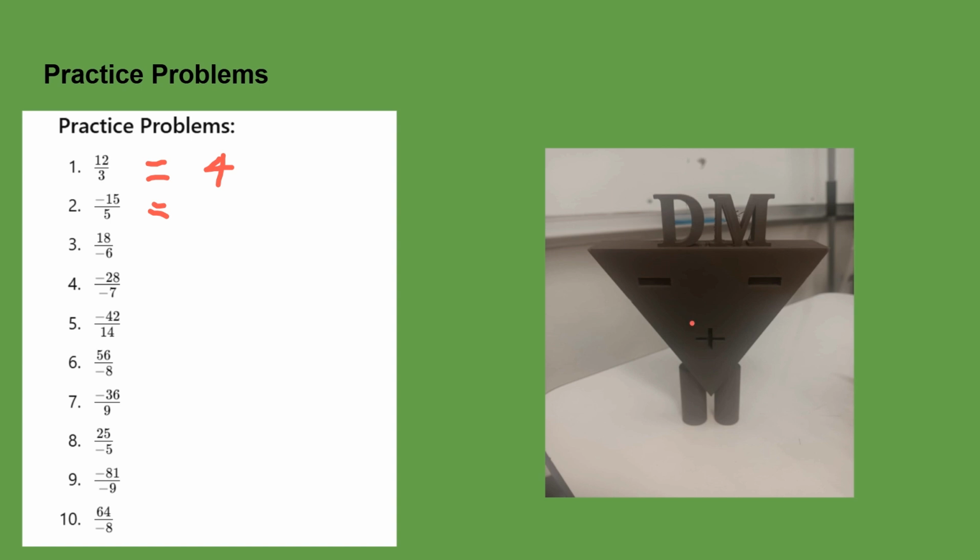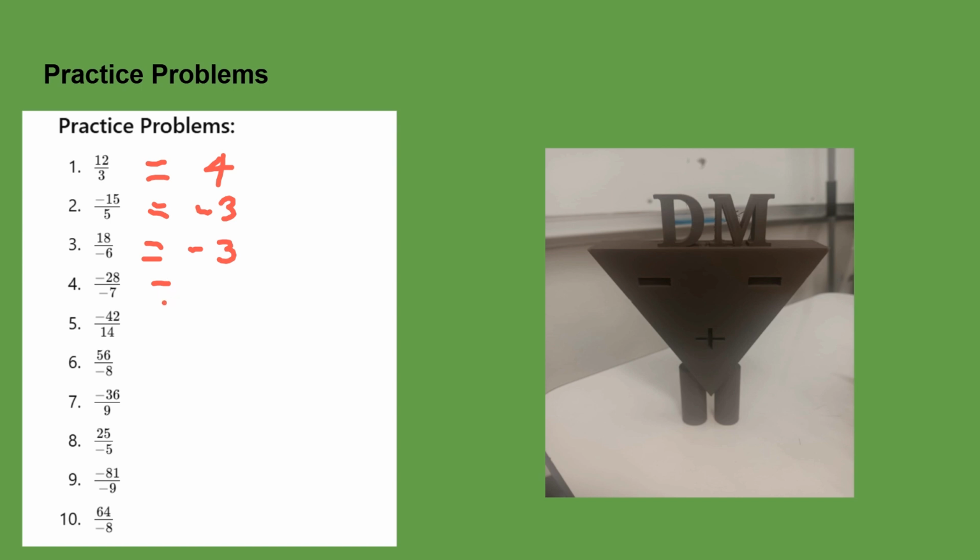Negative divided by a positive will give us a negative answer of negative 3. So negative 15 divided by 5 would give us negative 3. Next, how about 18 divided by negative 6? We already know the answer, and the answer is negative 3. That's positive 18 divided by negative 6. A positive divided by a negative will give us a negative answer, which is negative 3.